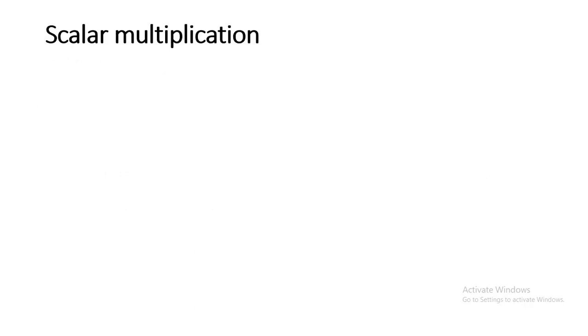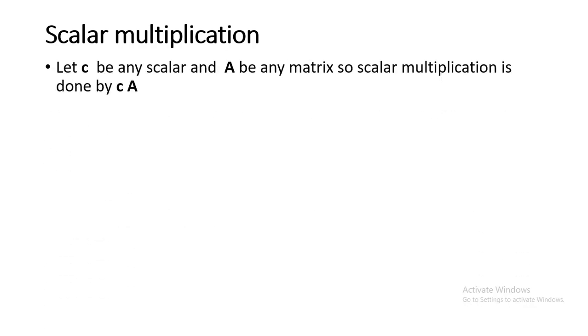Moving on to the next part, that is the scalar multiplication. Now what is scalar multiplication? Let C be any scalar and A be any matrix. So multiplication is done by C into A. Now here we're not talking about two matrices multiplying together. We're just considering C that can be any scalar. Any scalar value means it can be any number.